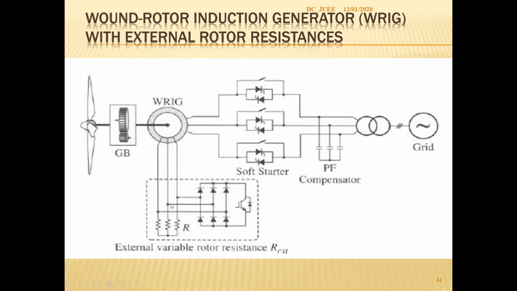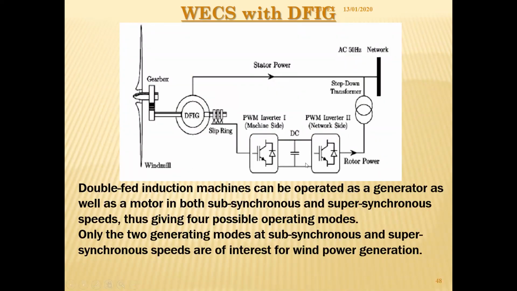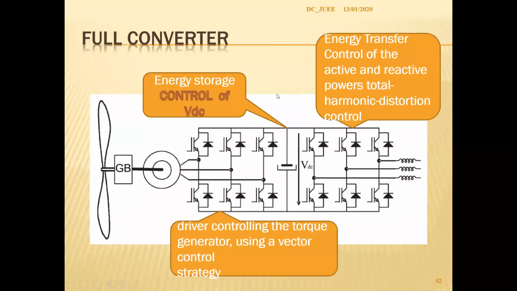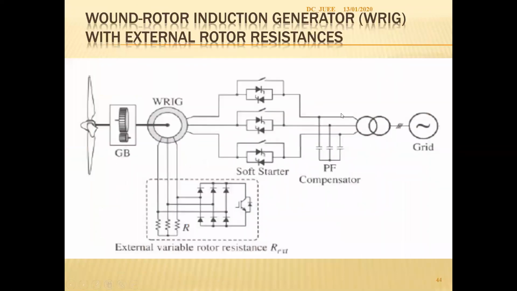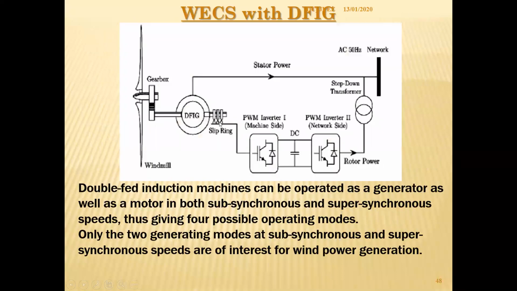So what is done there actually? This is the system. See the difference between this and this. Here we have connected the back-to-back system to the stator, right? And here, the same back-to-back converter system is connected to the rotor terminals, and the stator is connected to the grid directly. That is why this kind of system is known as a doubly fed induction generator.